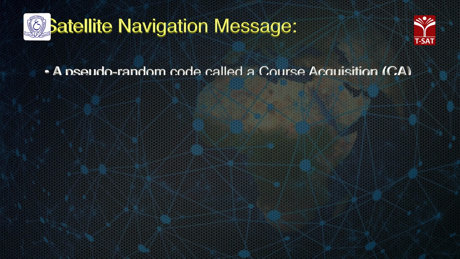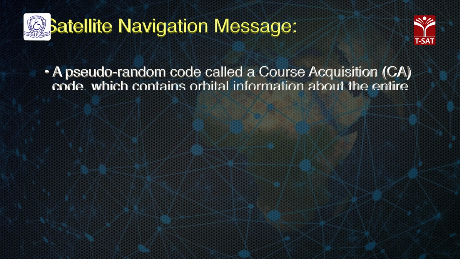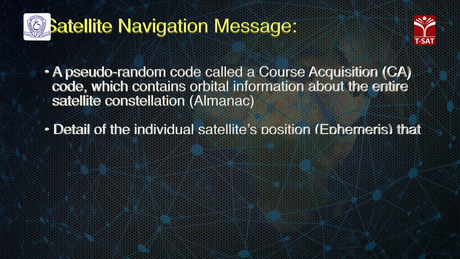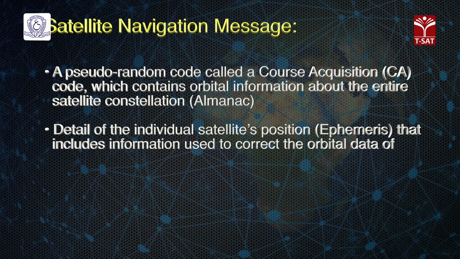Step 1: Triangulation from satellites. GPS operation is based on the concept of ranging and trilateration from a group of satellites, which act as precise reference points. Each satellite broadcasts a navigation message that contains the following information: a pseudo-random code called a coarse acquisition (C/A) code, which contains orbital information about the entire satellite constellation, the almanac.